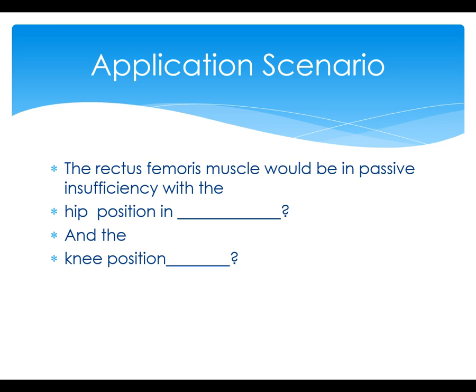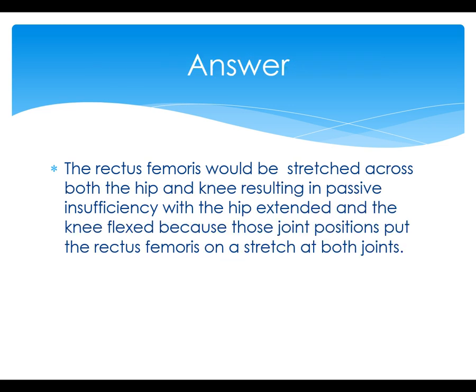So the answer is the rectus femoris would be stretched across both the hip and the knee, resulting in passive insufficiency with the hip extended and knee flexed, because those joint positions put the rectus femoris on a stretch at both joints. So if you have trouble guessing or answering that question, please review the definitions of active and passive insufficiency.